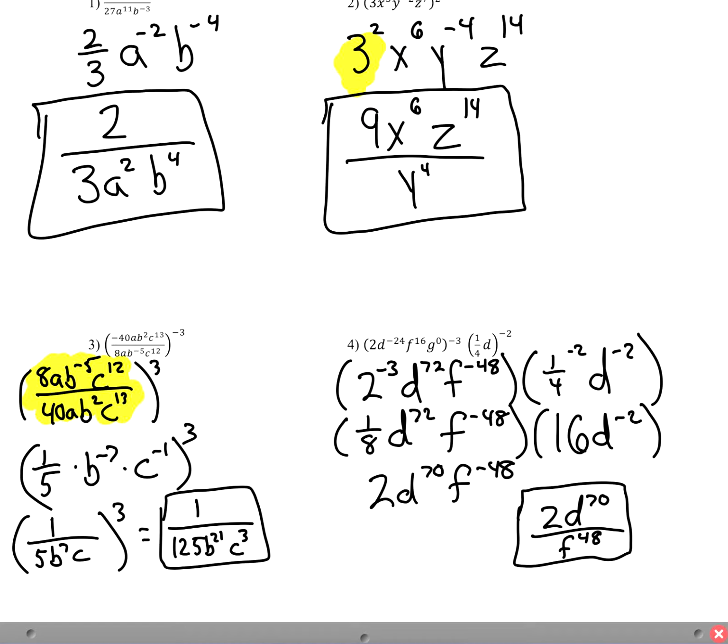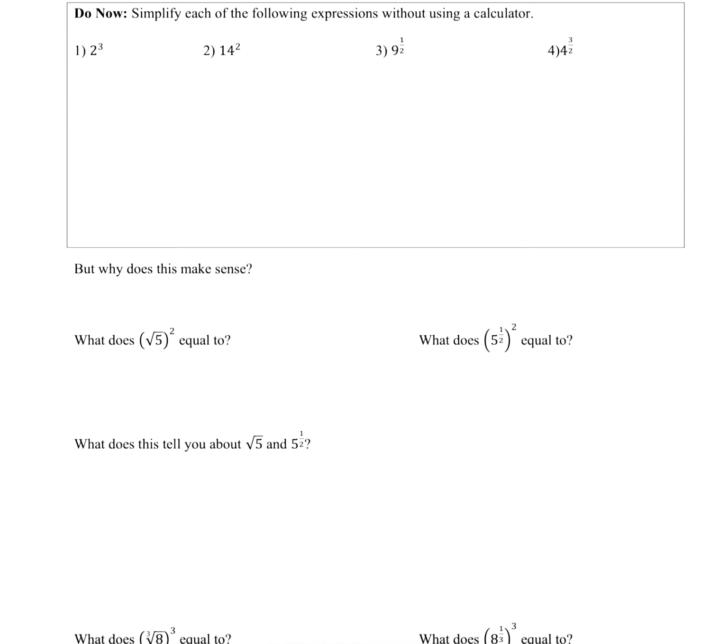All right, let's go to the next page. We have another do now. So I want you guys to take 1 to 2 minutes. Don't take any more than 1 to 2 minutes. Pause the video and do 1 through 4 and play it once you're done or after 2 minutes.